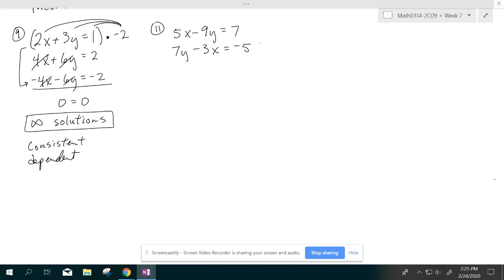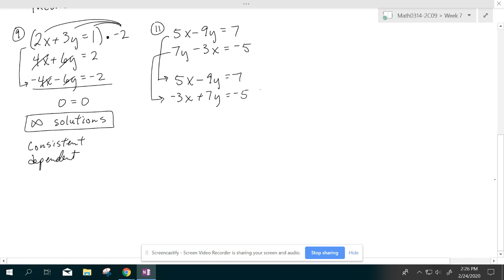So if all of the variables have coefficients, should you choose substitution? No. Bad choice. Well, I would choose addition. And the first thing I notice is that the letters are not even lining up this time. So I probably want to go ahead and line up the letters first. All right, so we're going to have 5x minus 9y equals 7. Negative 3x plus 7y equals negative 5.